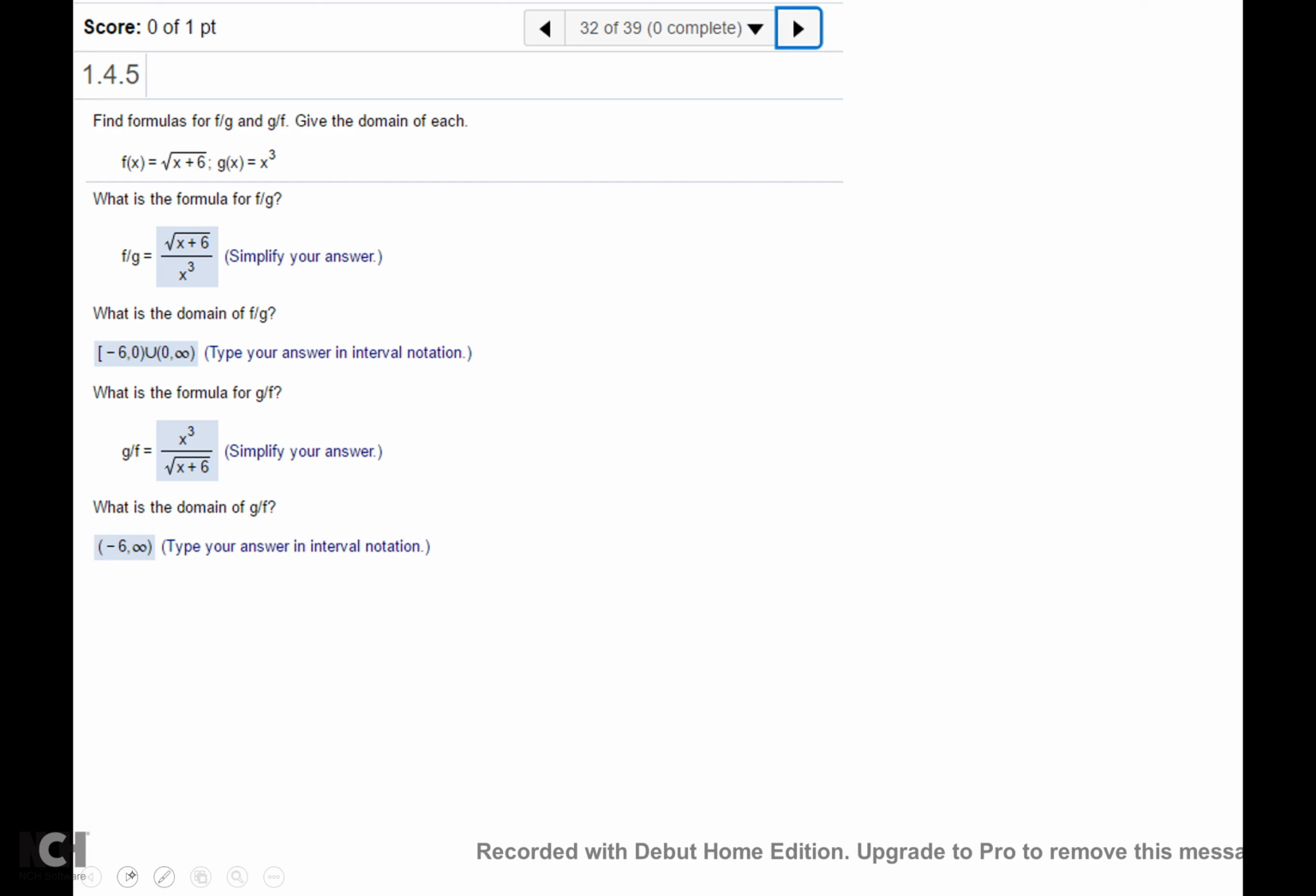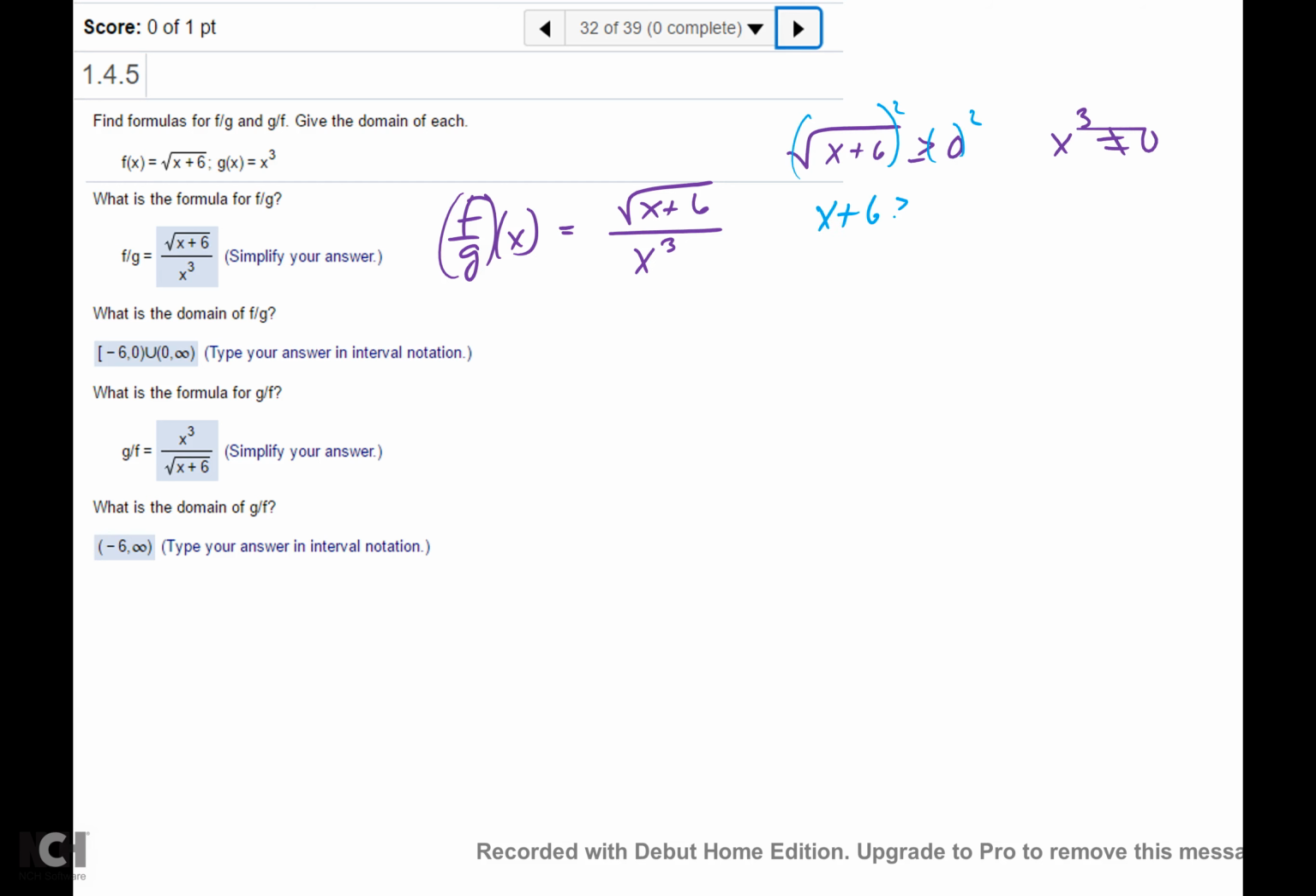Alright, 32. Find the formula for f divided by g and g divided by f. If I do f divided by g, I put my f function, which is the square root of x plus 6, over my g function, which is x cubed. My domain, I've got drama. Okay? First, I have Mr. Radical, you must always stay positive, and Mr. Denominator, you may never equal 0. So, if I solve this one, square, square, I get x plus 6 greater than or equal to 0, so x has to be greater than or equal to negative 6. Take the cube root here, cube root, and x cannot equal 0.